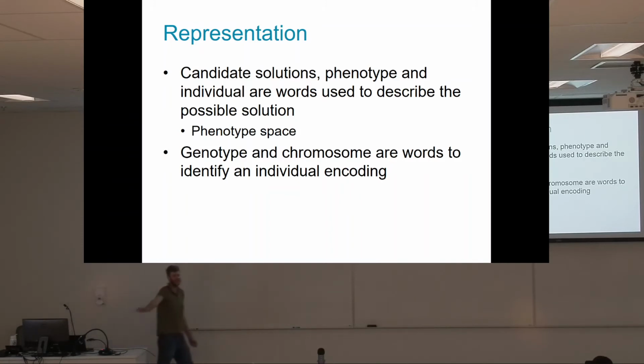All I'm saying is, I'm giving you terminology. Don't get too bogged down by the terminology. Don't be like, oh man, okay, candidate solution, phenotype, individual, they mean this, but then the encoding or chromosome or genotype, they mean that. Yes, they do, but it wouldn't be weird for me to interchange them a little bit unless I'm trying to be precise about the difference.